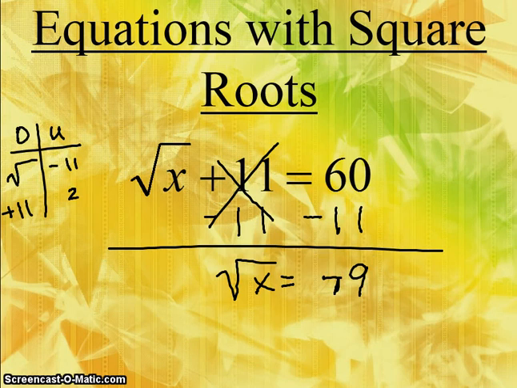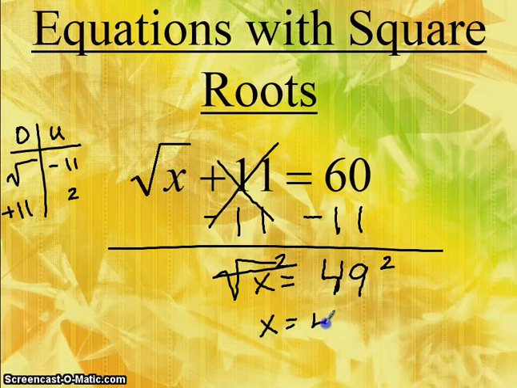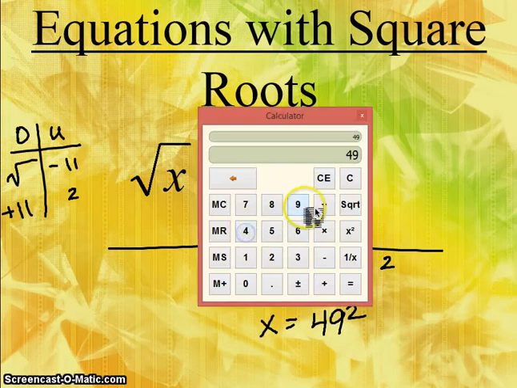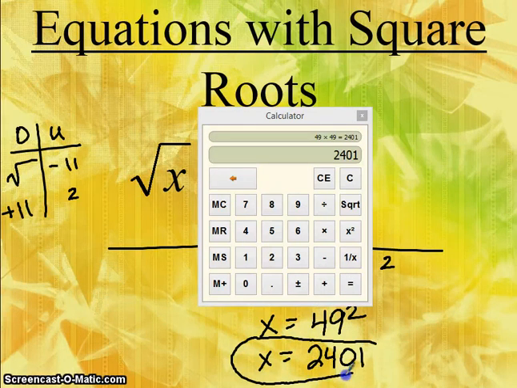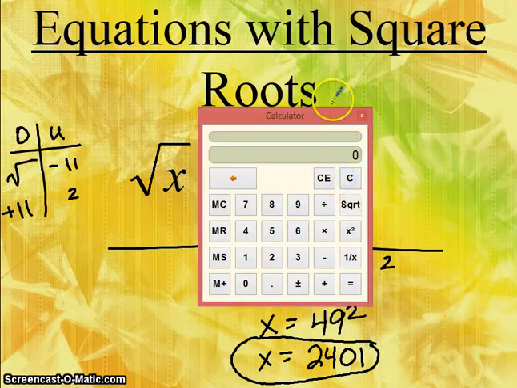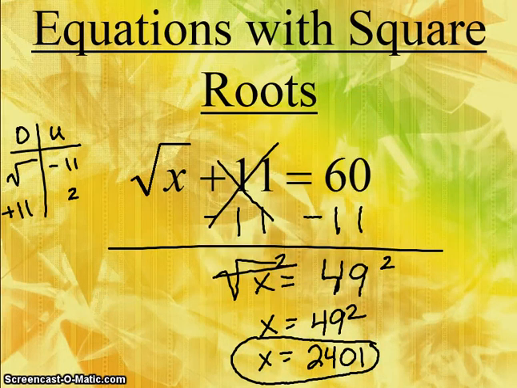Now, our last step in undoing this equation is to square both sides. The square root and the square will cancel out because they're inverse operations, and we get x equals 49 squared. And if you multiply 49 times 49, you get 2,401. So the only value of x that will make this equation true is 2,401.